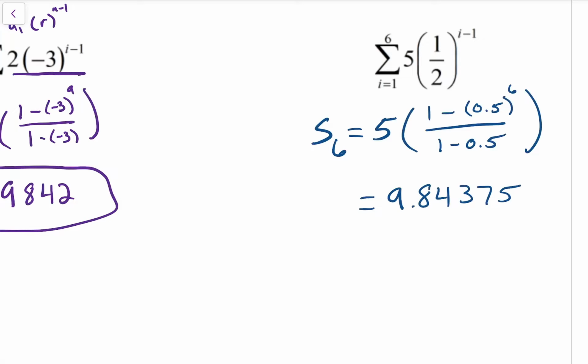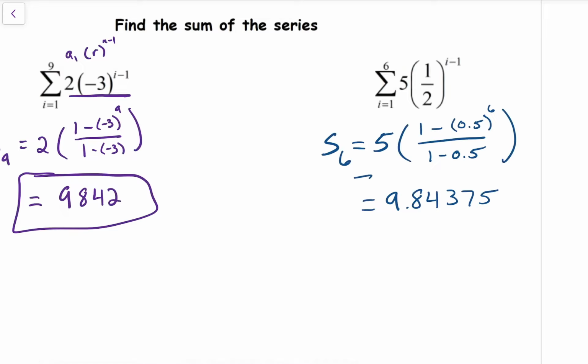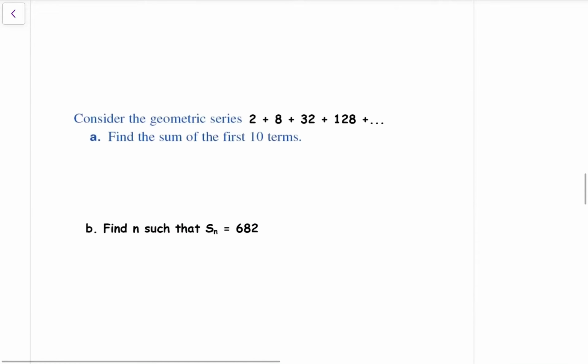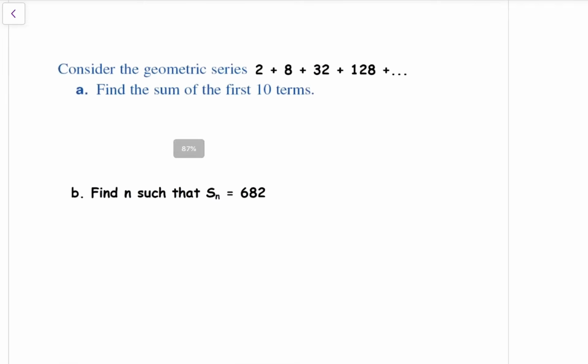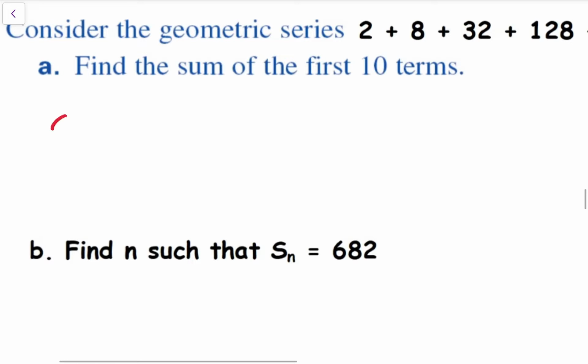So, the big thing with finding the sum of a finite geometric series is just being able to know the formula and then plug in the proper parts. Plugging in your first term into the first term, plugging in your n to n, plugging in your ratio into the common ratio. Okay, so find the sum of the first 10 terms. Right there is telling us to find S sub 10.